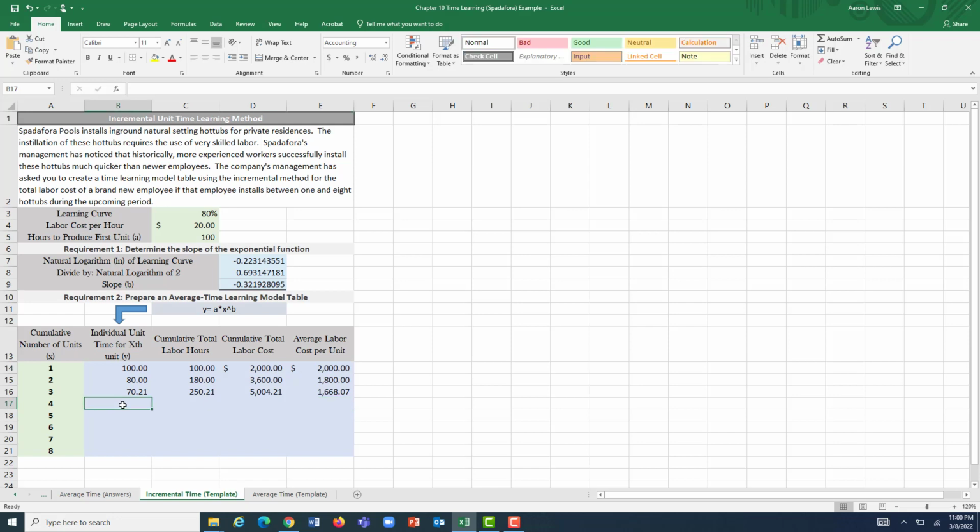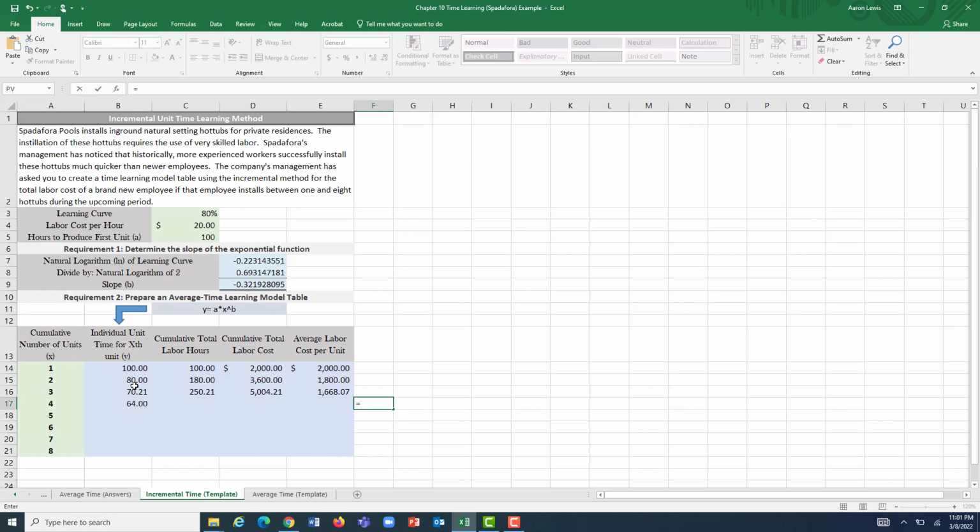Let's go to the fourth hot tub. A times X, which is now 4, to the power of B, which is our slope, comes out to be 64 hours. Let's check here. Is this making sense? Again, our thing says that every time this person has doubled the number of hot tubs that they've installed, the last one they did should take 80% of the time as the one before production doubled. Well, 2 to 4 is a doubling. I mean, 2 times 2 is 4. So did this work out?